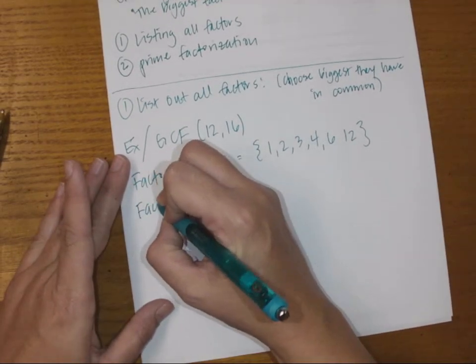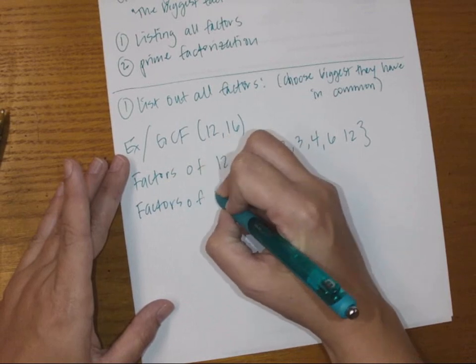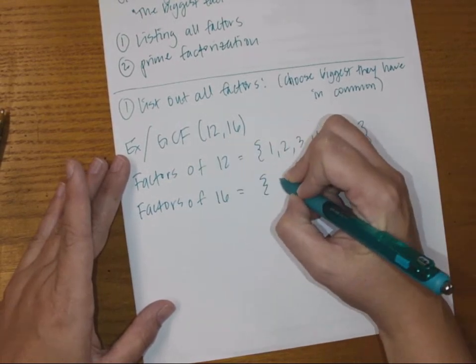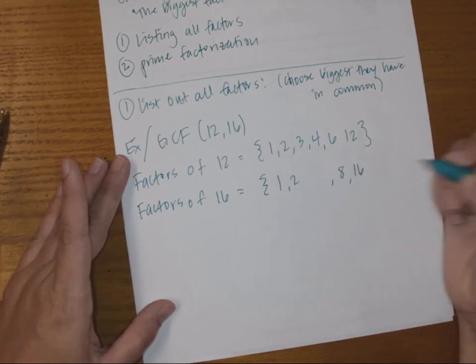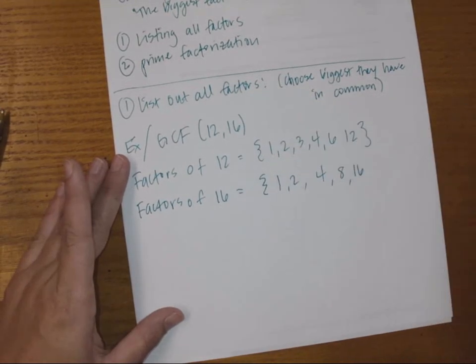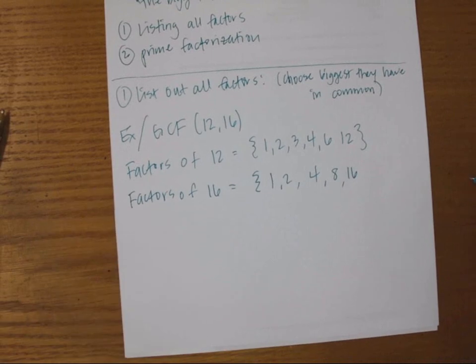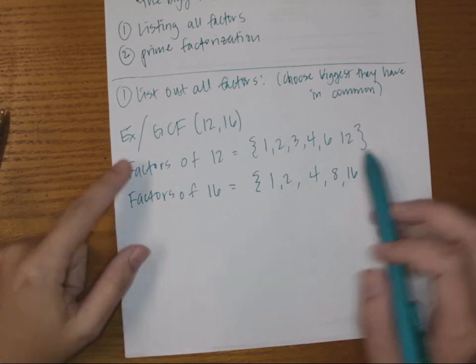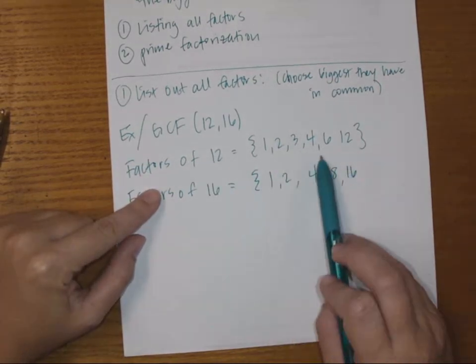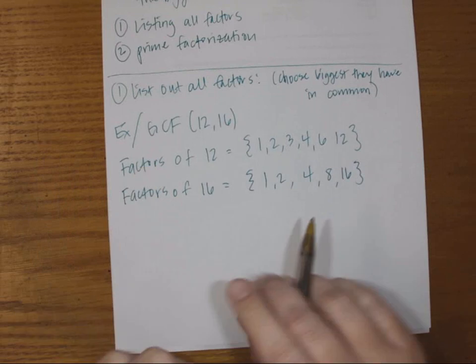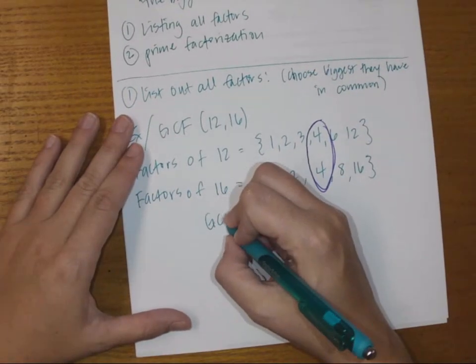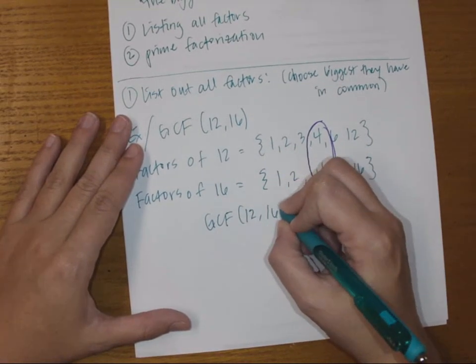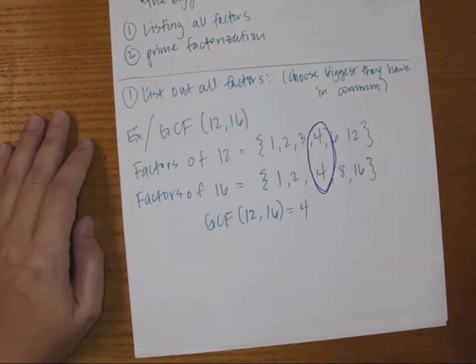Notice that all those numbers are smaller than 12, except for 12, which is the same size. So your factors are numbers smaller than or equal to your original number. Factors of 16, numbers that divide into 16, well, 1 and 16. We also have 2 and 8. And then 4 times 4, I only need to write 4 one time. So now that I have all my factors listed out, the greatest common factor of 12 and 16 is the biggest number they both have in common, which is 4. So you would write your answer, greatest common factor of 12 and 16 equals 4.